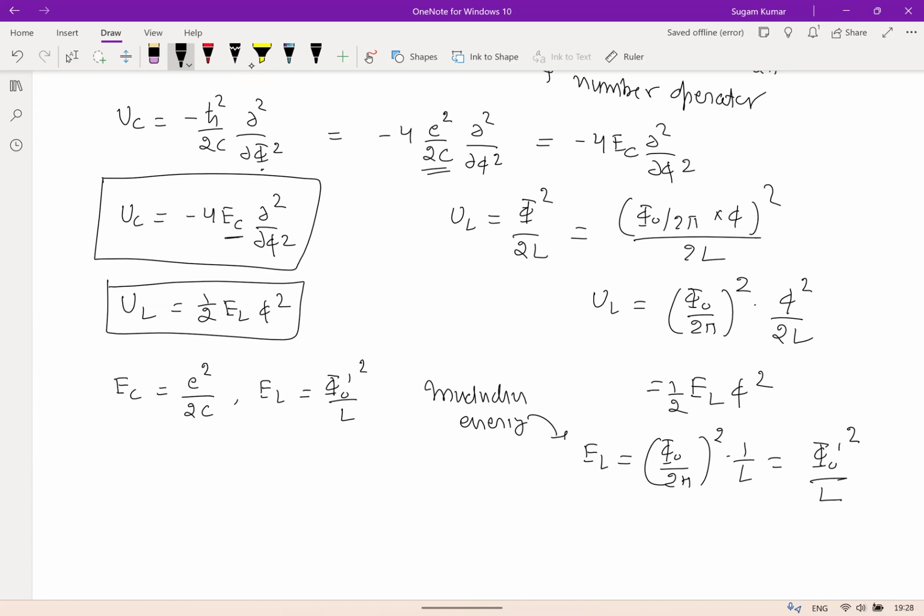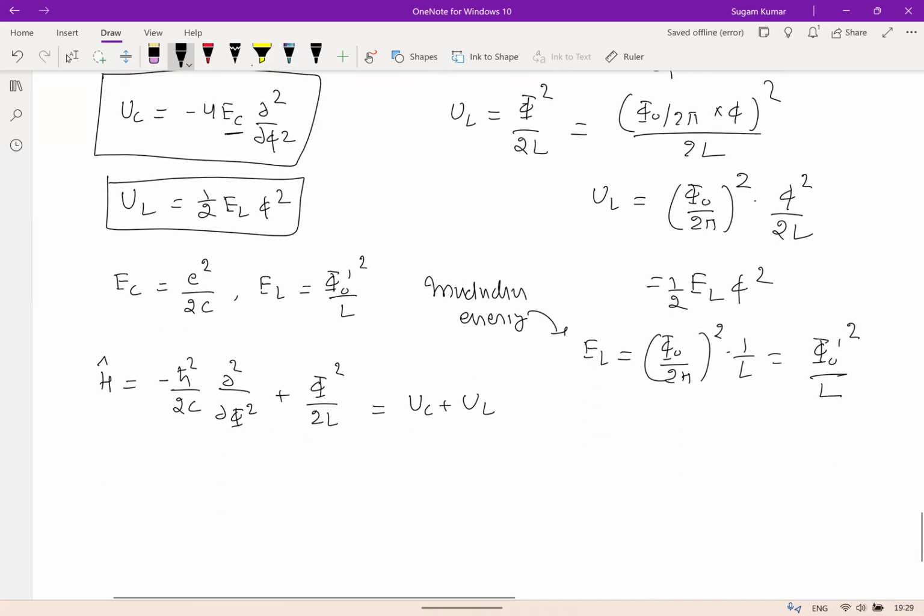So these terms you can use, and now you can see the Hamiltonian is going to become minus h cut square by 2C times del square by del phi square plus phi square by 2L, which are nothing but UC plus UL. This is going to modify, and this becomes now minus 4 EC and del square upon del phi square plus the second part. The second part you can write in this format, 1 by 2 EL into phi square.